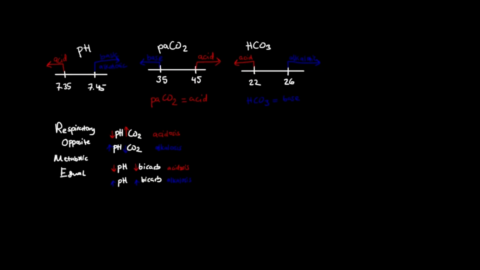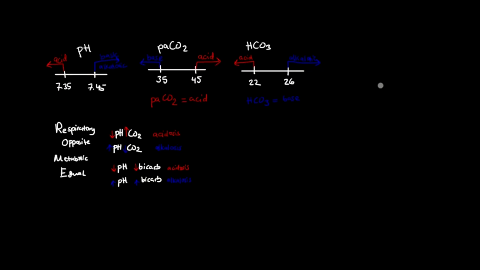The normal bicarb level is between 22 and 26 milliequivalents per liter, but some sources say it's between 22 to 28. So I recommend you go with the range that your professor or your textbook or your worksheet wants you to go with. So if the bicarb level is less than 22, we are in a state of acidosis. If the bicarb level is greater than 26, we are in a state of alkalosis.